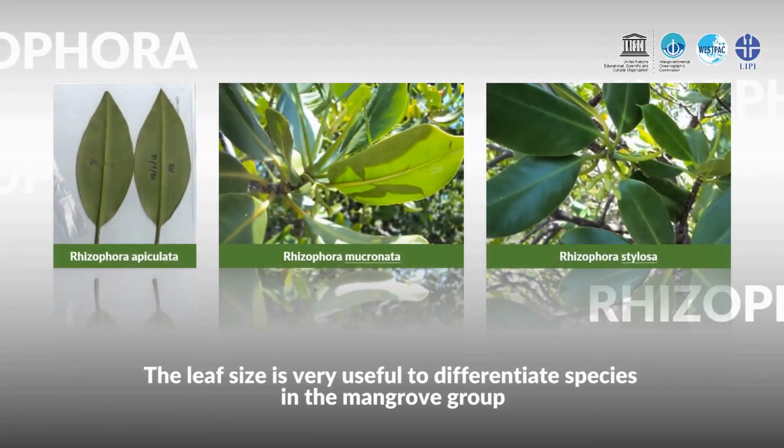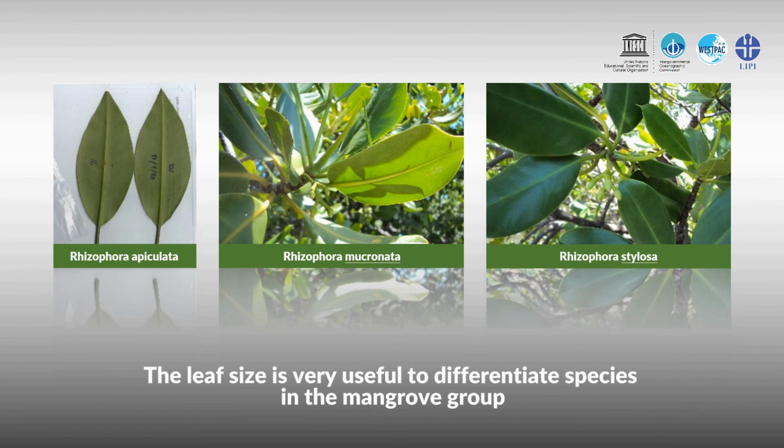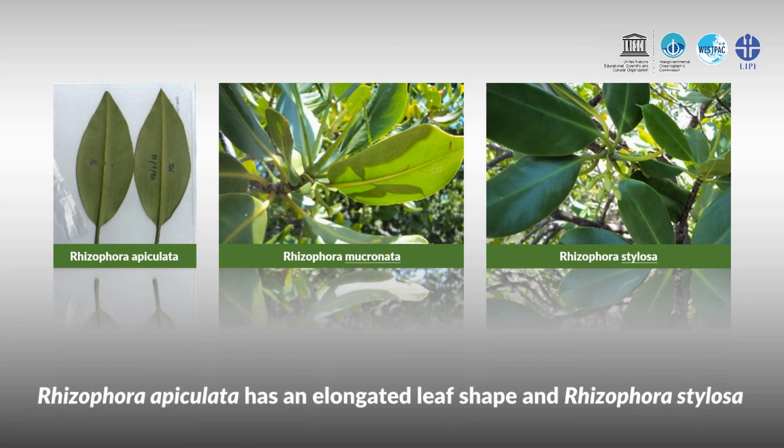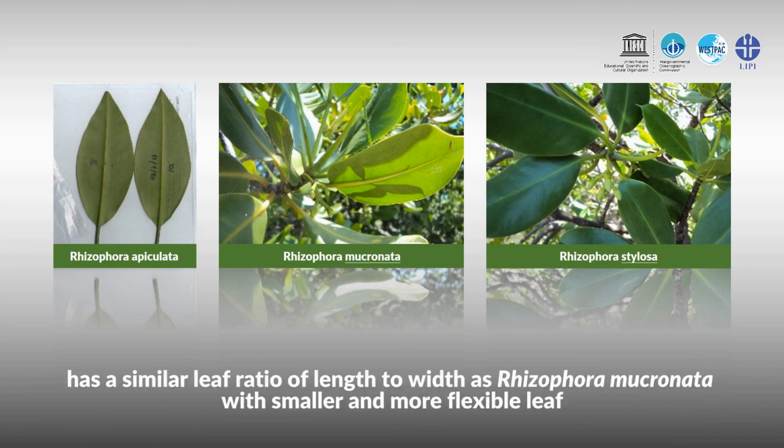The leaf size is very useful to differentiate species in the mangrove group. As an example, in the Rhizophora group, Rhizophora mucronata has the biggest leaf size within the group. Rhizophora apiculata has an elongated leaf shape, and Rhizophora stylosa has a similar leaf ratio of length to width as Rhizophora mucronata, with a smaller and more flexible leaf.